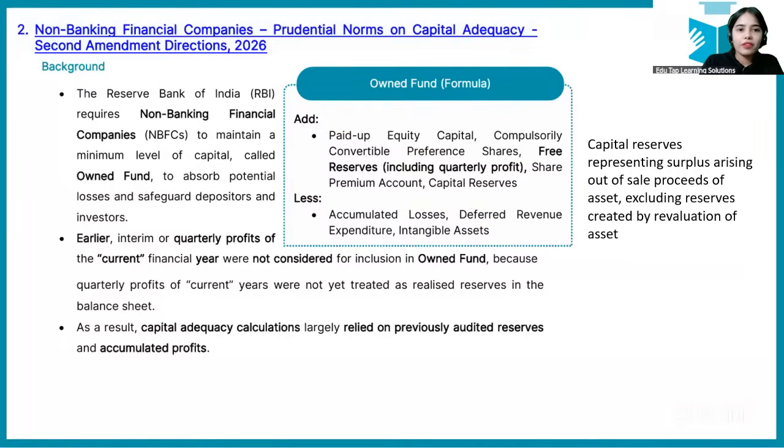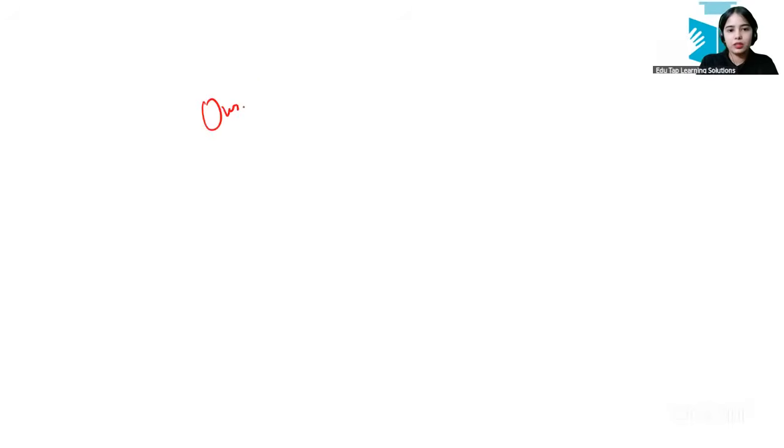Chalo. Non-banking financial companies prudential norms on capital adequacy, second amendment directions. Basically, what is owned fund? Any idea? For an NBFC, for a non-banking financial company, what is owned fund?